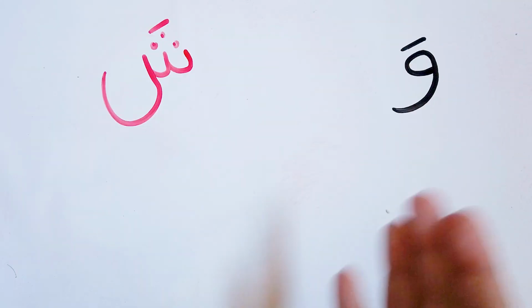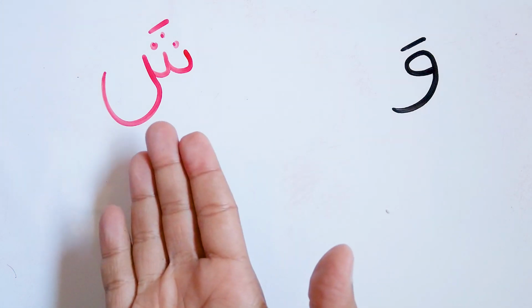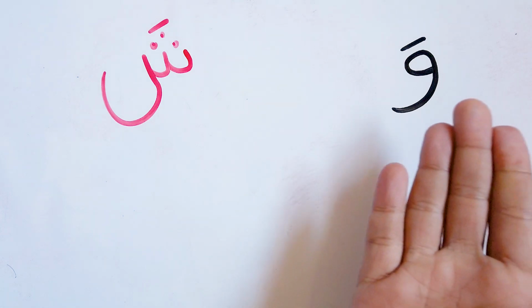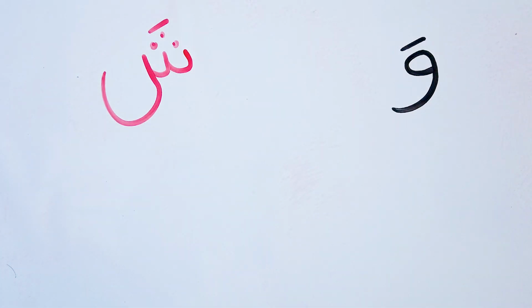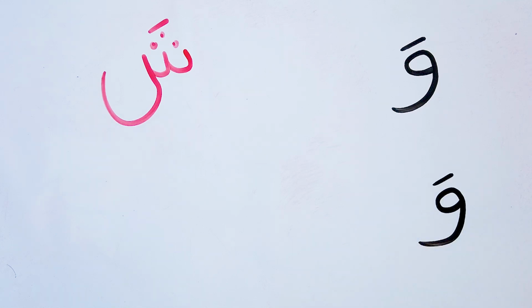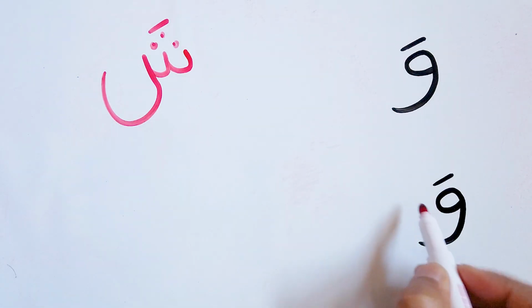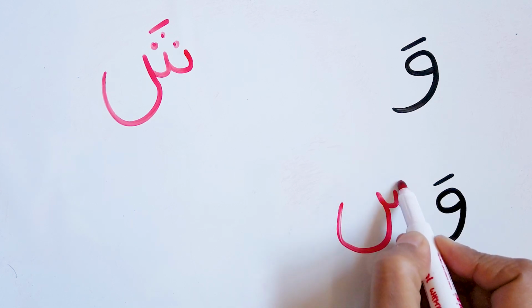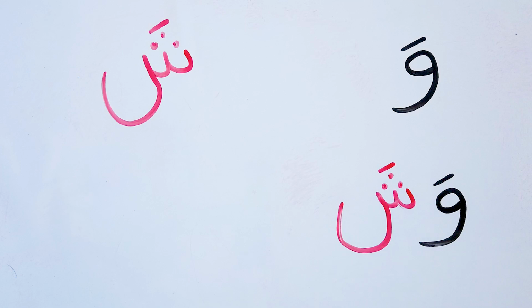Welcome back, my friends. Now we have wa, sha, wa, sha. Let's write this word. Let's connect wa to sha. How it will be? Wa, sha. Right? Wa, sha, washa, washa.